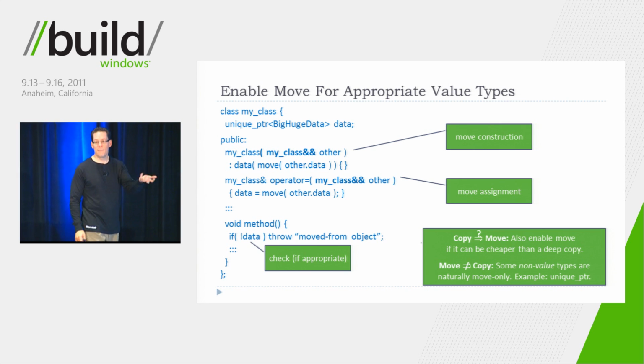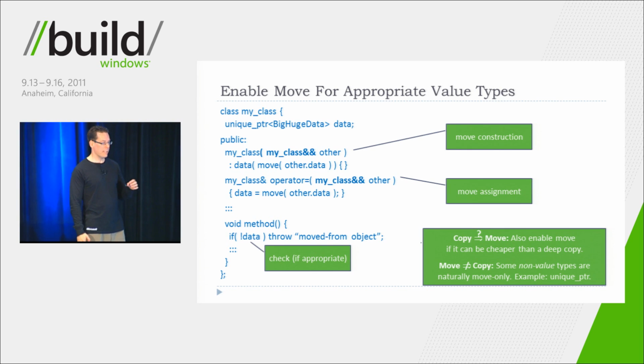If it's not valid to use this thing in this state, you may want to put a check in some methods to see if that's the case. And so I'm using that as an example here. If not data, you might throw an exception. Generally, you don't have to reach for that, but for completeness, here are the two things to write, and then optionally, you may want to check just to make moved-from objects safe.